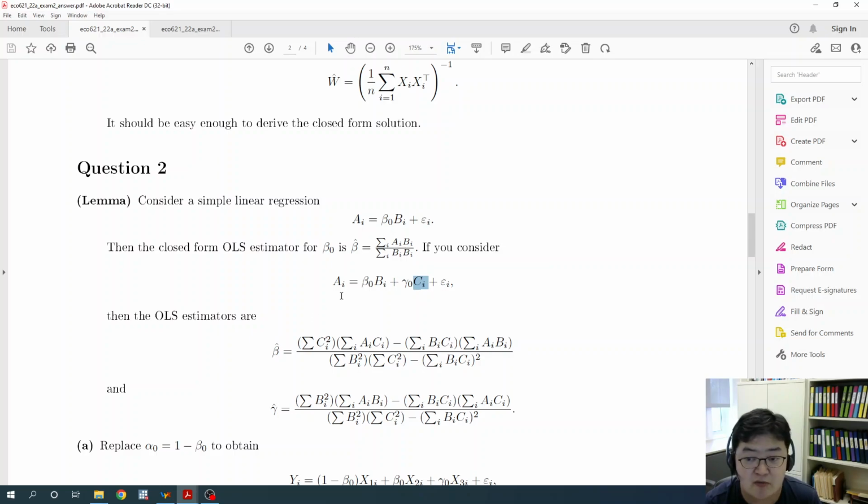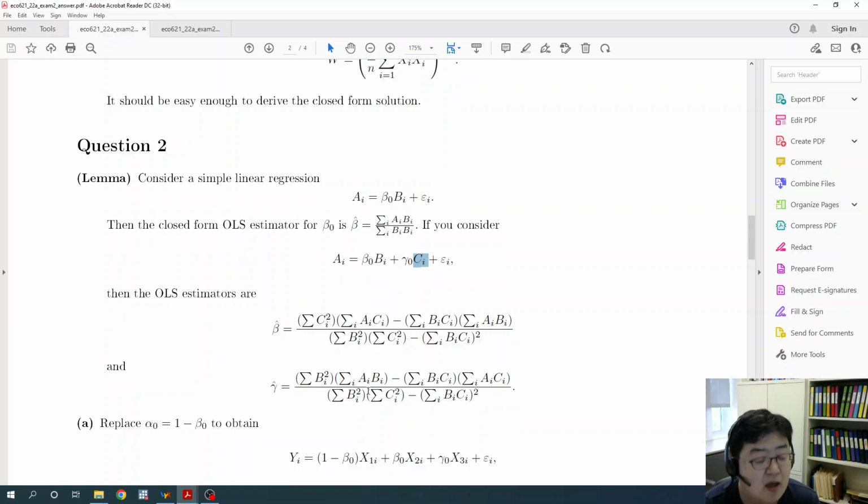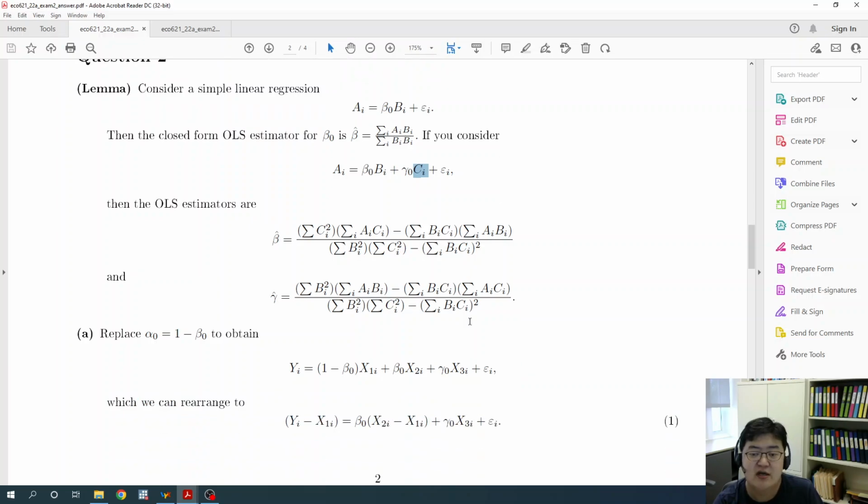And if you further include another variable, not a problem. You can regress A on B and C at the same time. So two regressors, not a problem. The closed form solution is given, and the variance can also be written as a matrix. We are going to use these kinds of formulas for the later part. So think about this.